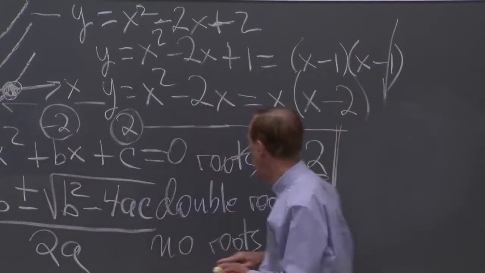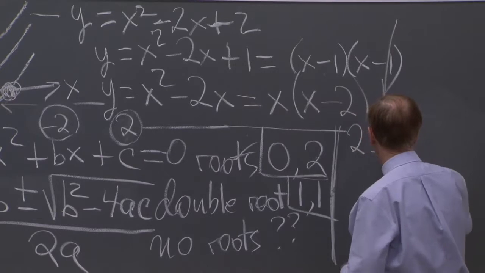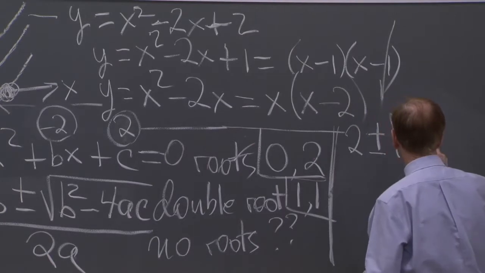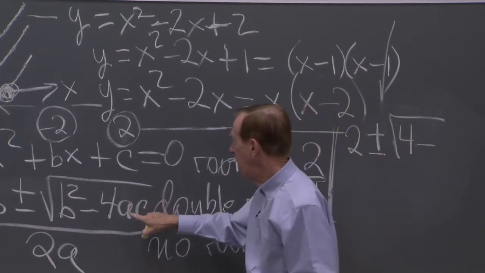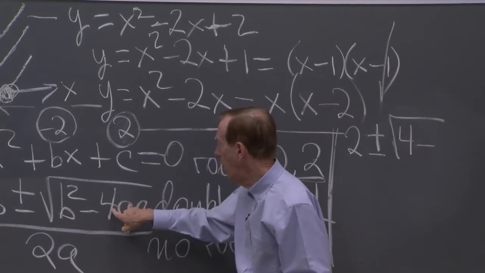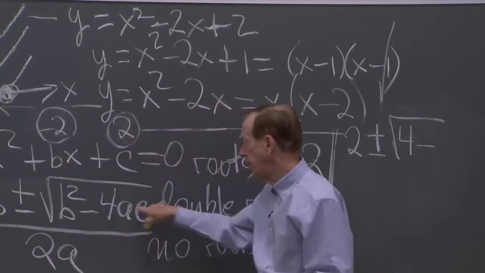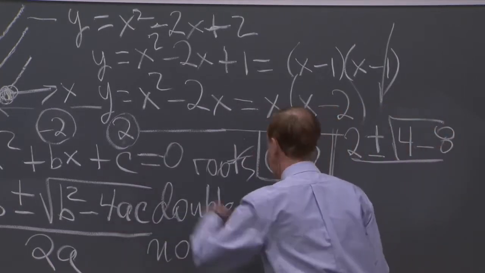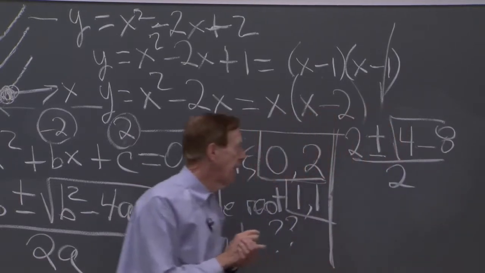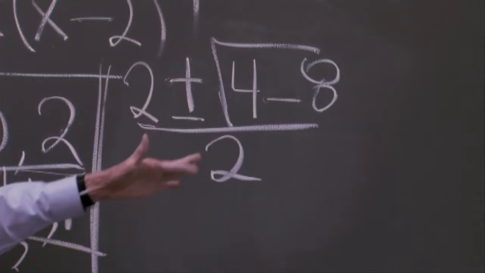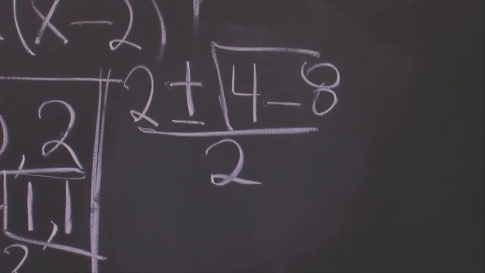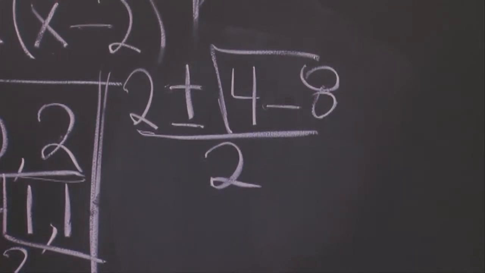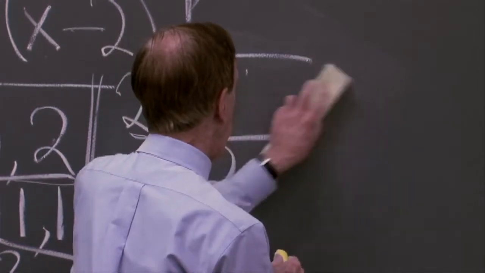So minus b is minus minus 2, that's the 2, plus or minus the square root of b squared, that's the 4, minus 4ac. Now let's get it right. Minus 4, a is 1, and c is now 2, so that's minus 8. Divided by 2a, which is the 2. What have I got now? I've got a square root of a negative number. That's what the problem was. That's why I couldn't see it in the real world, because it's not there in the real world. 4 minus 8 is minus 4, right?